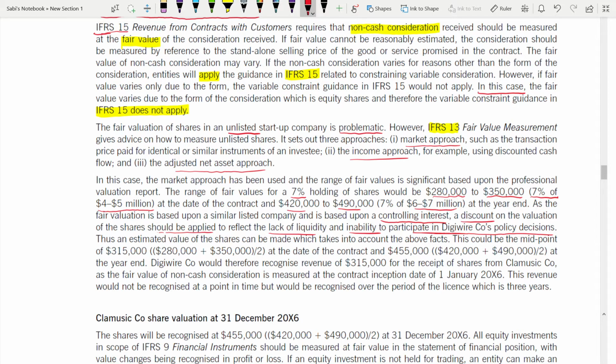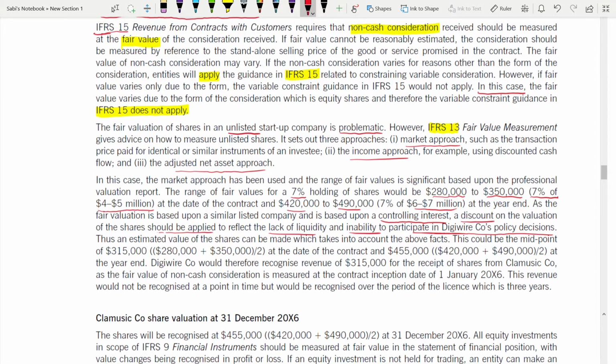So what it means is that valuation based on that should be discounted. That means the valuation should be less. It should not be such big. Because that valuation is based on a listed controlling interest. But first of all, you are unlisted, right? And you don't have a controlling interest. So because of that, a discount has to be there. Discount on valuation means your valuation has to be lower. You have to lower that valuation by that amount, taking into account that you are unlisted and you don't have a controlling interest. That means lack of liquidity and inability to participate in DGY's policy decisions with a 7% holding.